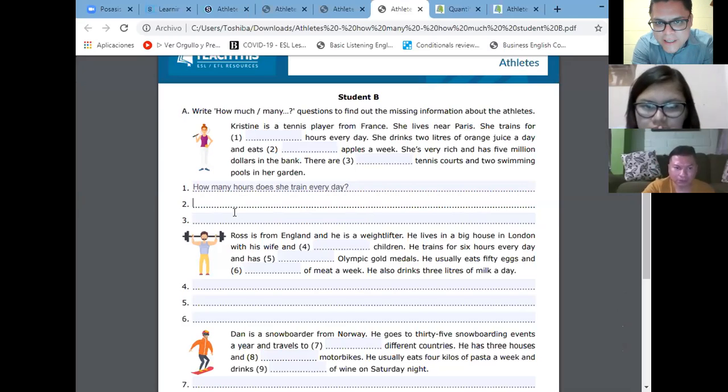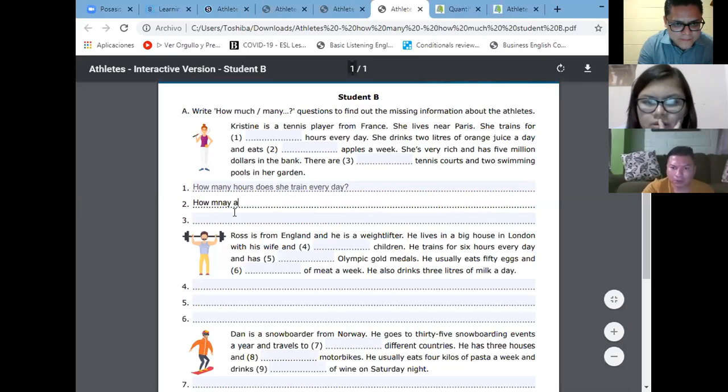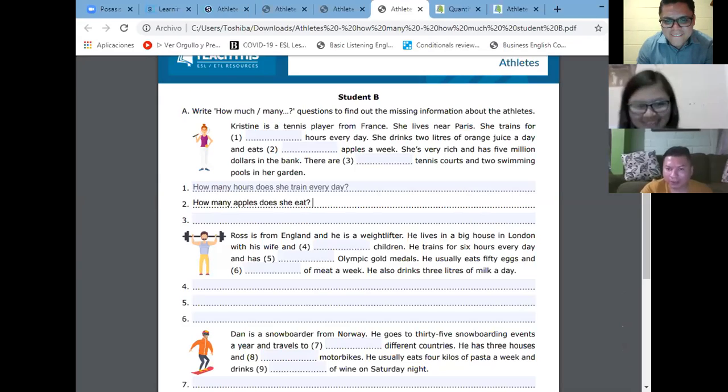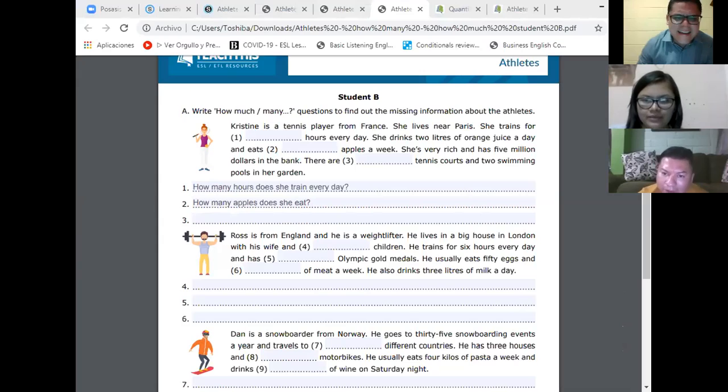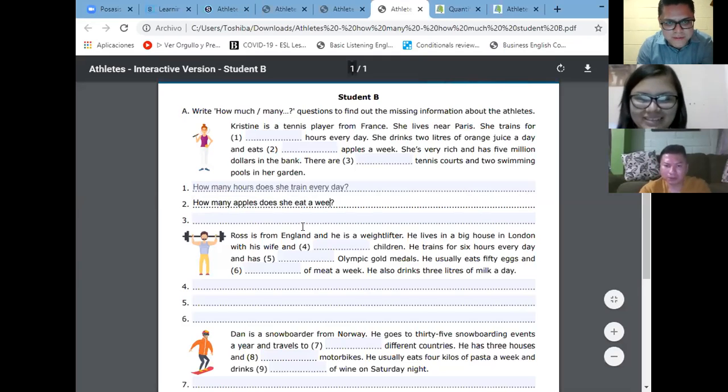She drinks 2 liters of orange juice a day and eats apples, but I don't know how many apples she eats. So how many apples does she eat? Does she eat? Ah, qué fácil. Te regamos, Oscar. No. Sorry? A week? No. I mean, yes, that's correct. If you want to add, yeah, not a problem. Díganos que sí, teacher. Yeah, I mean, that's perfect.